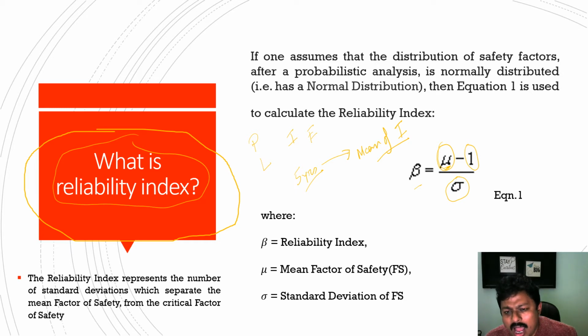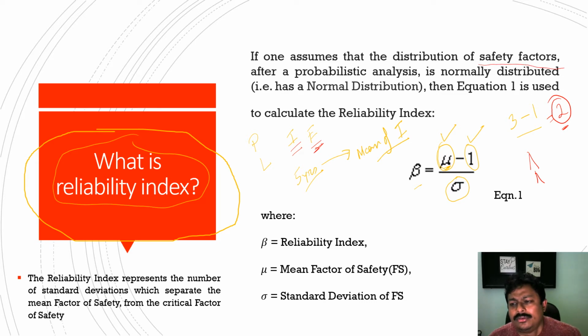It shows how many standard deviations difference exists in between the mean of the safety factor and the critical factor. So for example, if the mean is 3 and the critical factor is 1 and standard deviation is 1, then the reliability index will be 2 and it indicates high reliability. The more the reliability index, the more reliable the system. Now remember, the factor of safety can be anything, and it will depend upon the decision maker or analyzer to identify what variable or factor he will consider as the safety factor.